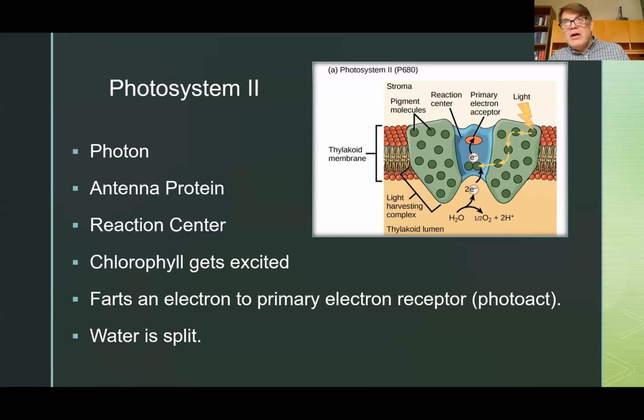concentration. So it's going to be more basic. It's going to be more higher pH. And then in here, it's going to be more acidic, lower pH, because it has more hydrogen ions. And that's going to create the circumstances to poop out some ATP from this here cell. So that's photosystem 2.